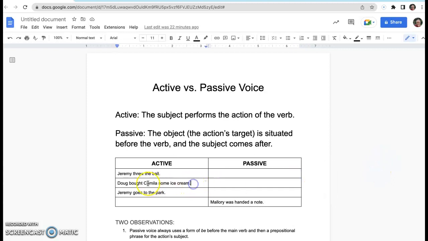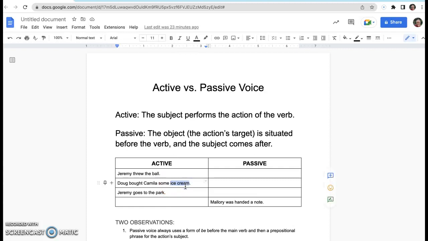Now, we can also use this in this construction right here. I have what's called both a direct object and an indirect object. So my verb is bought. Who or what bought? Doug bought. Now, what did Doug buy? Doug did not buy Camilla. No, Doug bought ice cream. So this is my direct object. Just like ball is the direct object in the previous sentence, in this sentence, ice cream is my direct object.